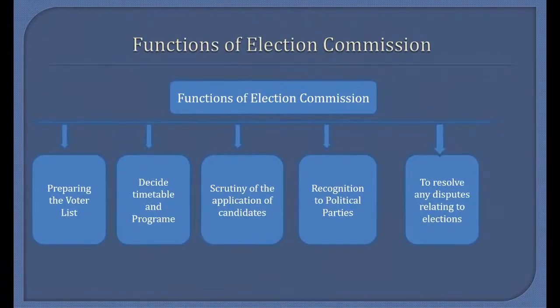Children, let us understand the functions of the election commission, or how the election commission works. The functions of the election commission are preparing the voters list, deciding the timetable and the program of elections, scrutiny of applications of candidates, giving recognition to the political parties, and resolving any disputes related to elections. So children, we are going to study each function one by one. So let us begin with the first one, that is preparing the voters list.